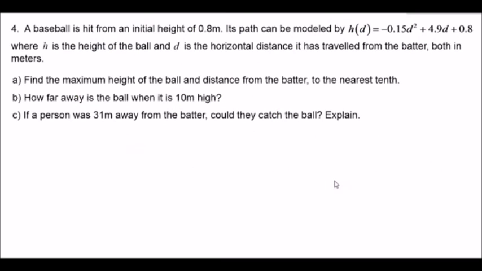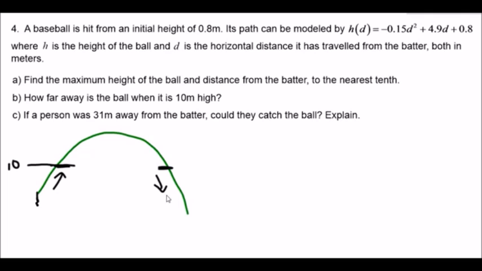How far away is the ball when it is 10 meters high? Okay, so let's rethink our diagram here. So here is the ball being hit and then landing on the ground. And we remember that this is about 0.8 meters above the ground. At some point, the ball reaches 10 meters in height. Now it's going to actually reach it twice, once on the way up and once on the way down. So we need to find out what is d when the height is 10?